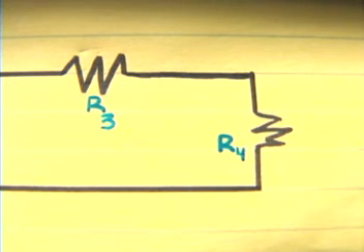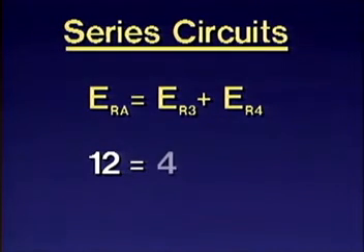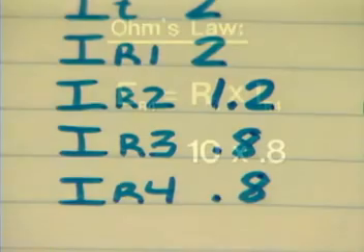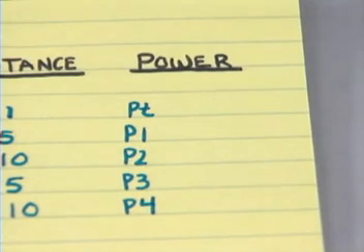You determined the voltage drop across R3 to be 4 volts. Using the formula for voltage in a series circuit, the total voltage of R3 and R4 is 12 volts. ER3 is 4 volts. Therefore, ER4 must be 8 volts. Again, you can verify this using Ohm's law. The resistance is 10 ohms. The current is 0.8 amps. Therefore, the voltage is equal to 10 ohms times 0.8 amps, which equals 8 volts. The last column you need to fill out is for power.